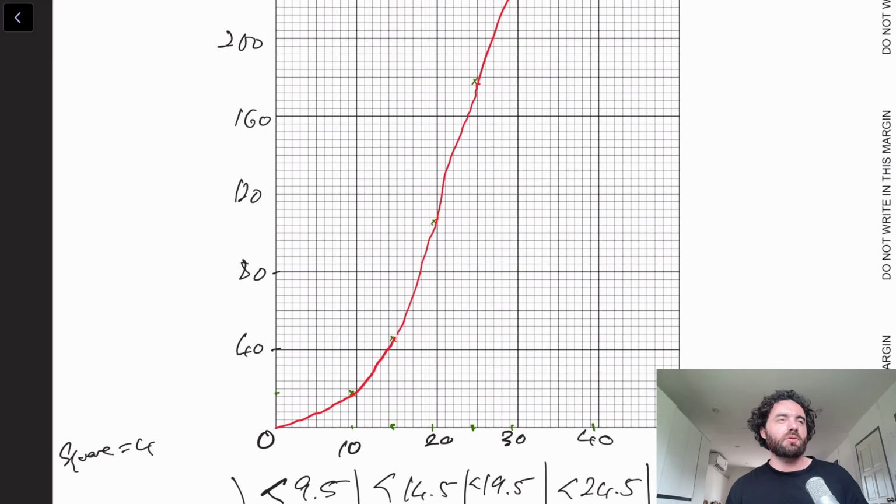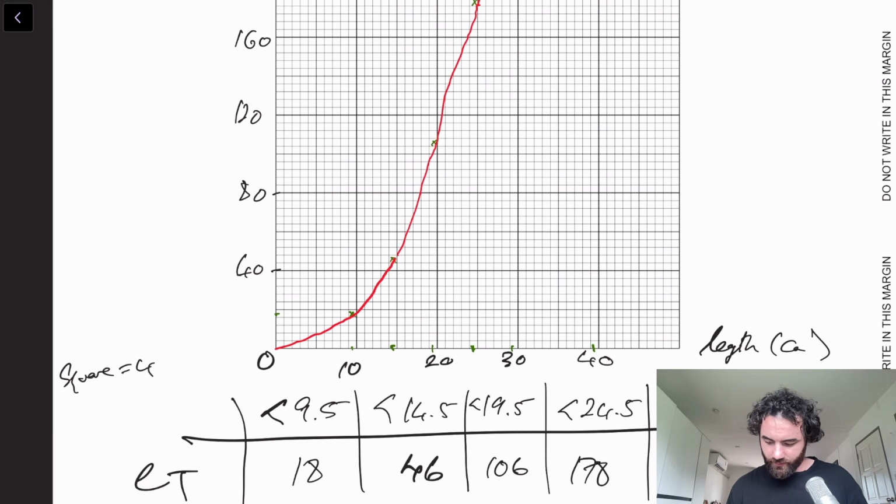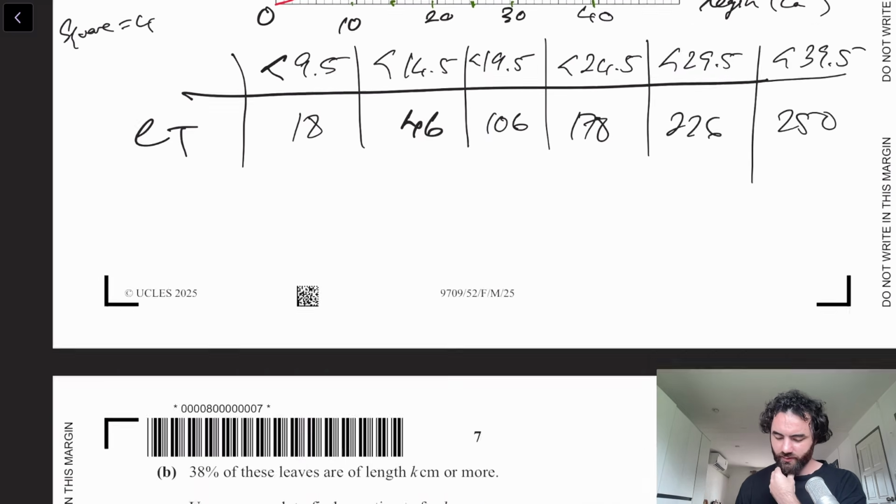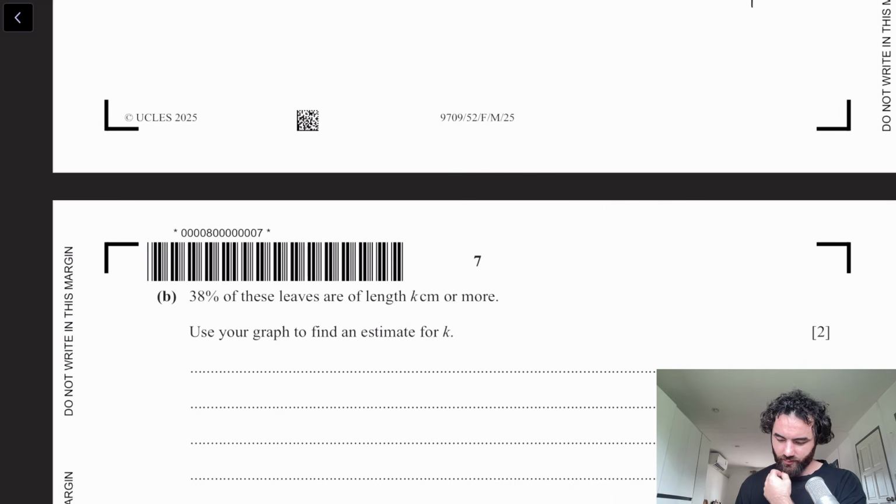So cumulative, so it'll be 100 minus 38, so 62%. So 62. So 250. We have 250. 30% of leaves are K centimeters or more. Use your graph to find an estimate for K.